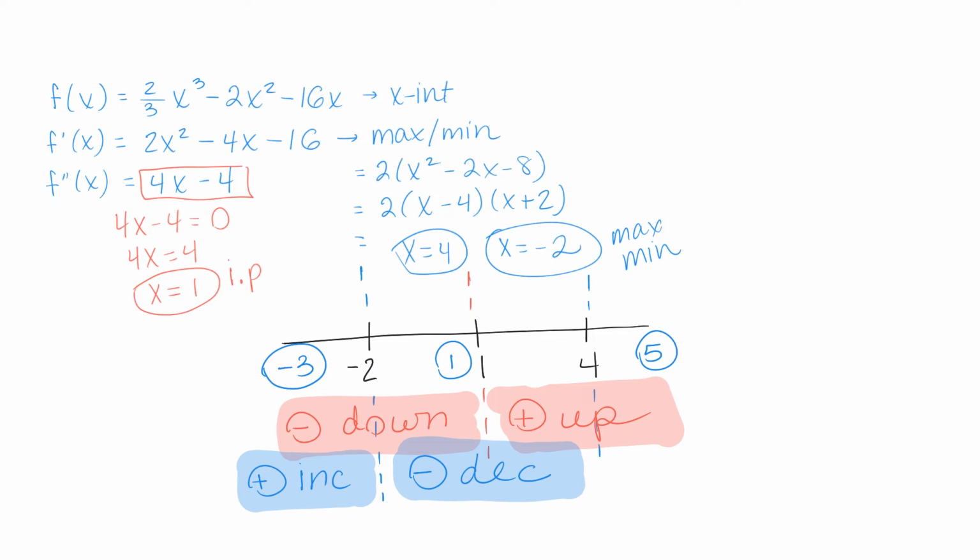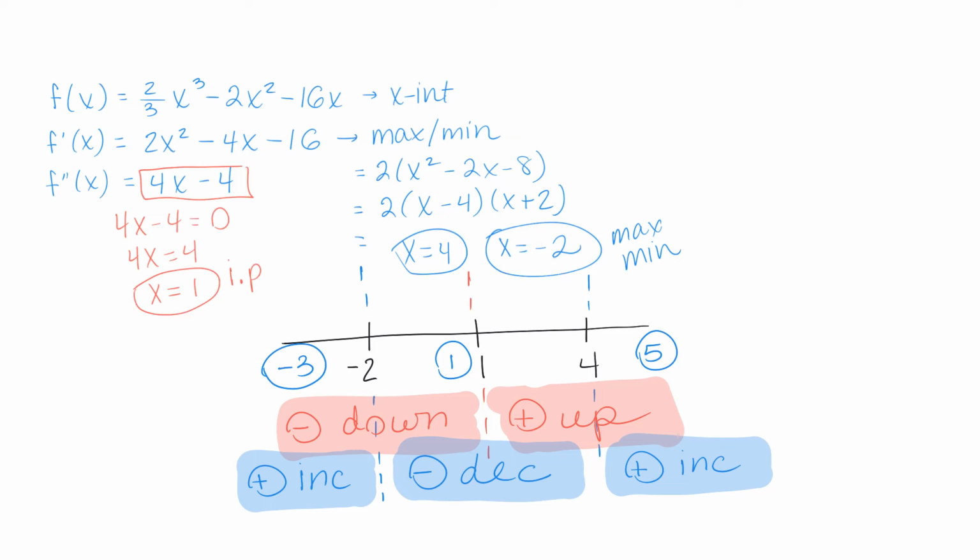And then let's test our 5. That's going to go back in our first derivative. 25 times 2 is 50 minus 20 is 30. Okay, so we're going to get positive again. So this whole area is going to be positive, and positive is increasing. So you can see where this overlap is happening.